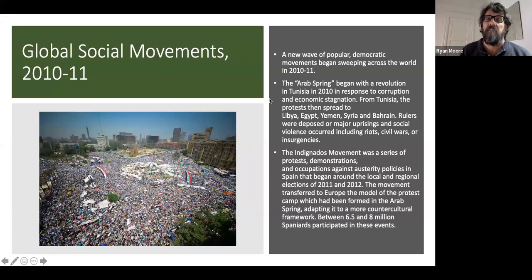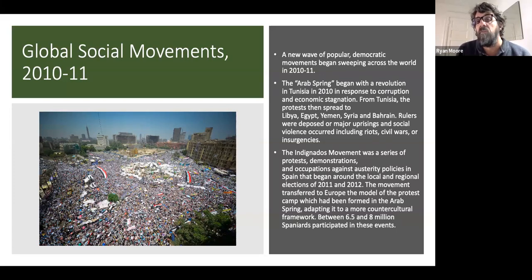So that sets the stage for a new wave of popular democratic social movements that begin sweeping the world in 2010 and 2011. Here we begin with the Arab Spring, which begins with a revolution in Tunisia in 2010, in response to corruption and economic stagnation. From Tunisia, this protest then spread to Libya, Egypt, Yemen, Syria, and Bahrain.